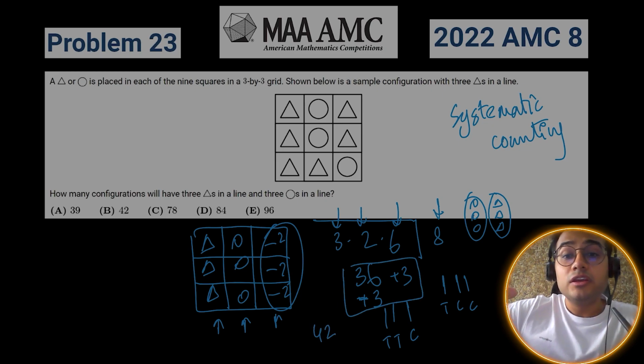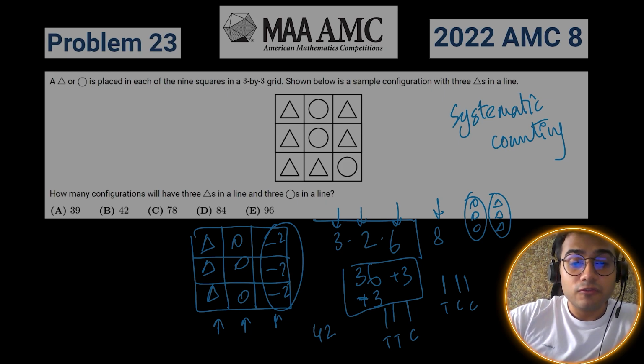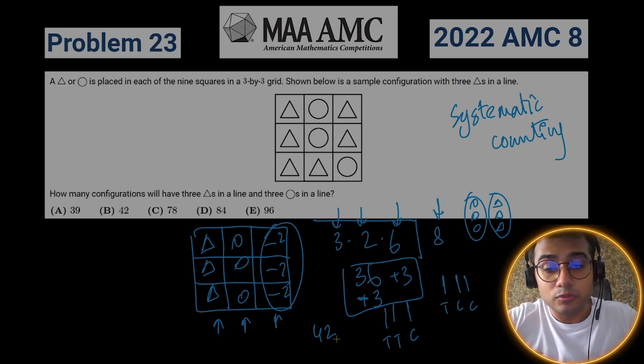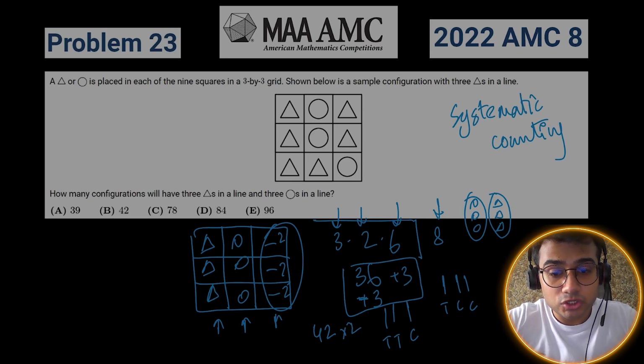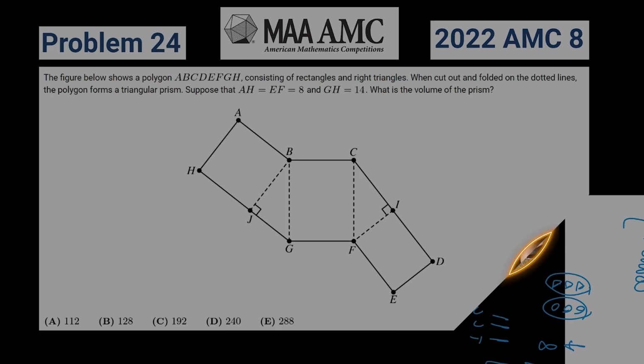Now, the row case is exactly symmetric to the column case, right? So therefore, we can say that it will be the same amount. So we can multiply that by 2 and we get 84. So the answer is going to be D.